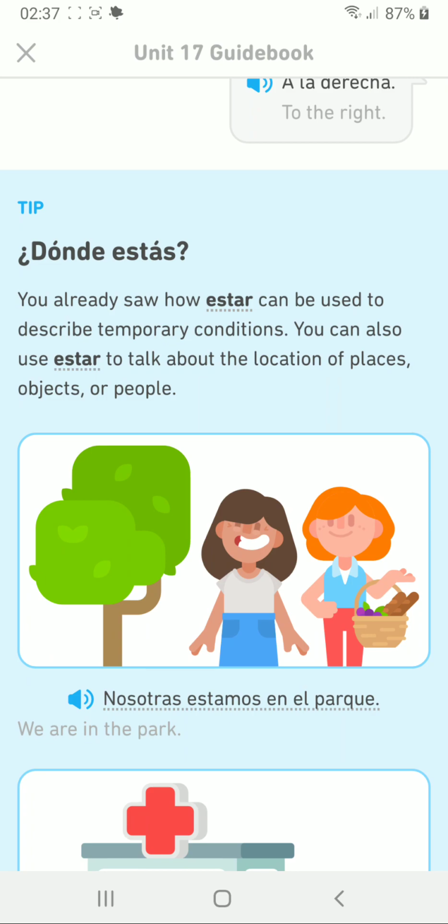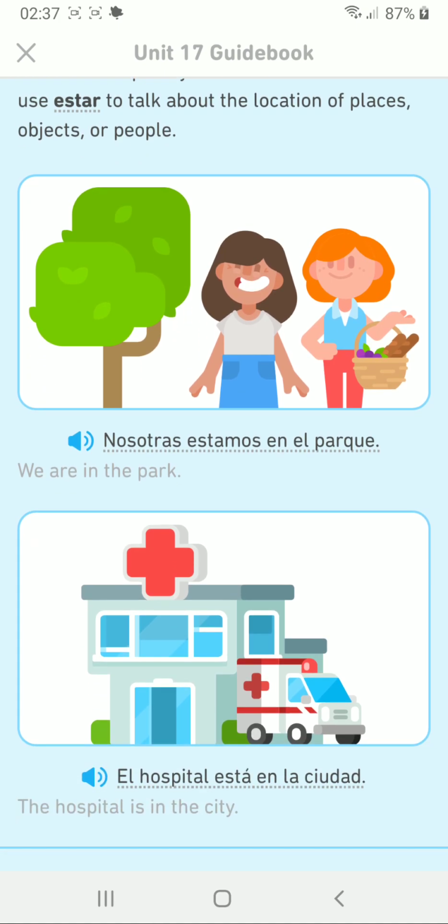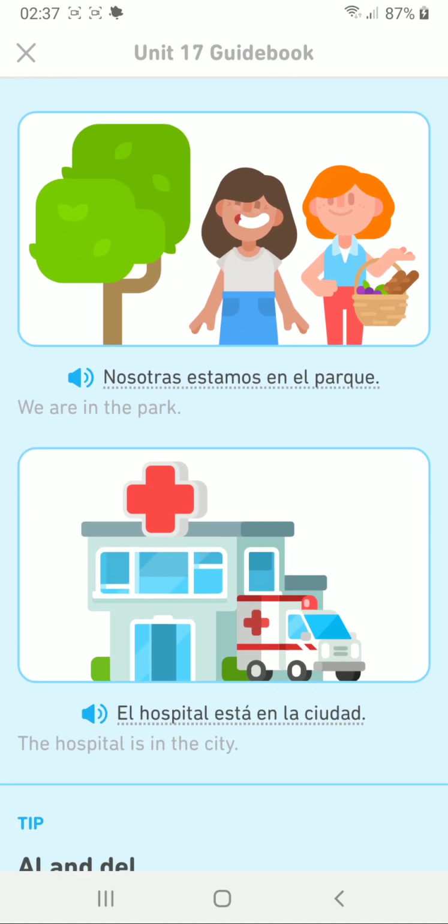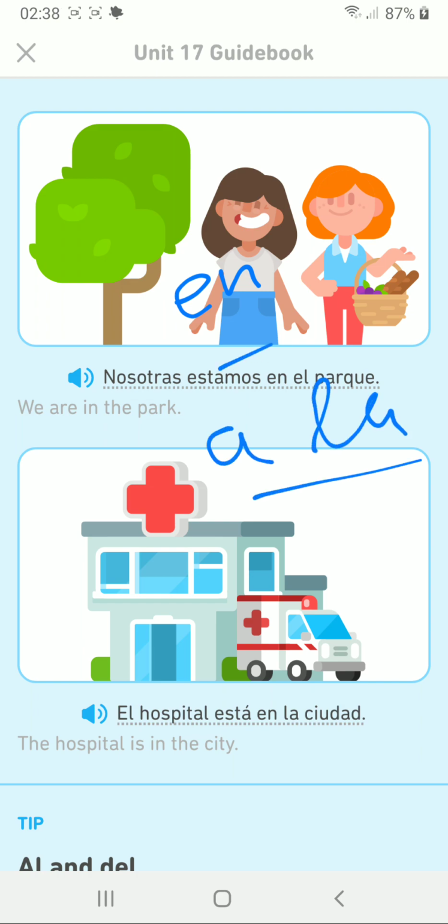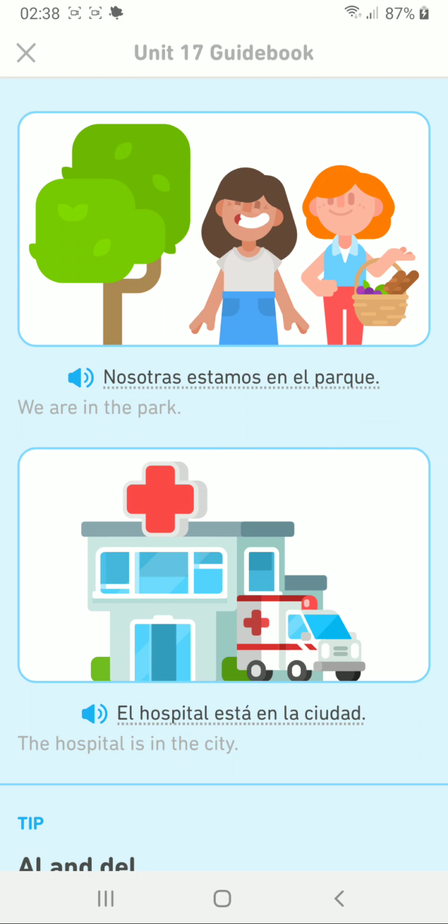So, ¿dónde estás? You already saw how estar can be used to describe temporary conditions. You can also use estar to talk about the location of places, objects or people. Nosotras estamos en el parque. So we can sometimes say estoy en casa, I am at home, or estudio a la universidad. So it depends. Sometimes it's en, sometimes it's a la. So where are you? ¿Dónde estás? Nosotros estamos en el parque.